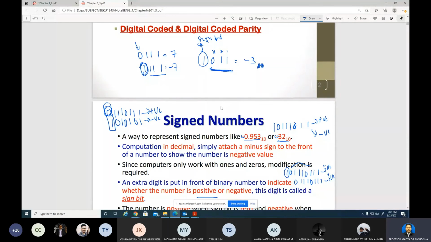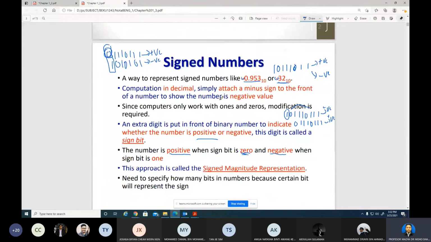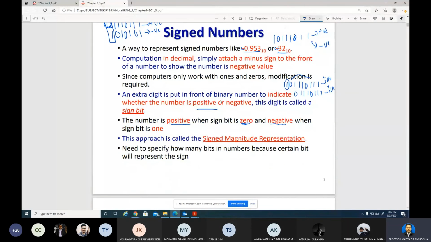So we put it on the front of the binary. You have to remember, 0 will represent positive and 1 will represent negative. So if negative, the sign bit is 1. If positive, the sign bit is 0. This one we call the sign magnitude representation.